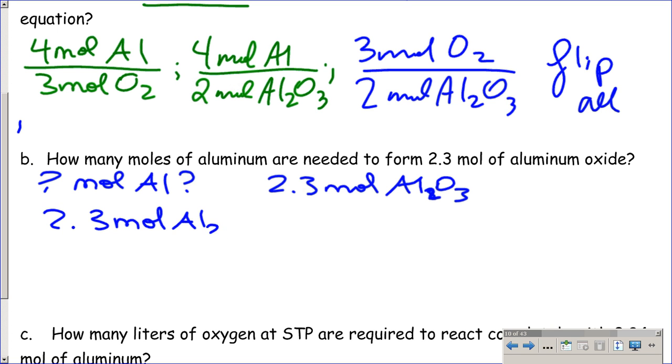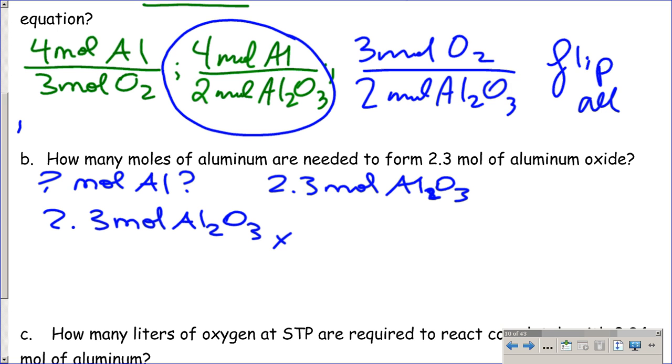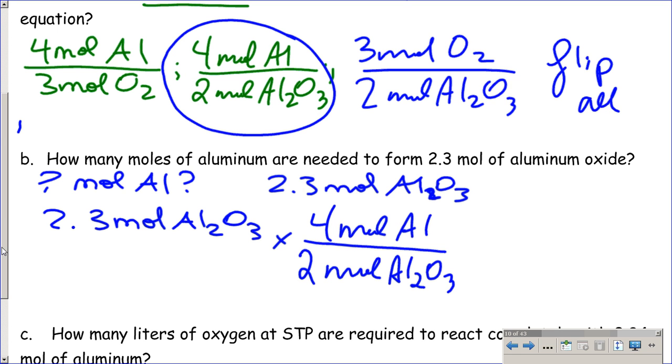So if I have given 2.3 moles of aluminum oxide and I want to get to aluminum, I want to get to moles of aluminum. I have one step. What do I do? Yes, use which ratio? The second one, good. So I'm using this one because I'm getting 2 moles of aluminum. Do I write it like that or do I flip it? Write it like that because I need moles of aluminum oxide on the bottom. So I'm going to write it exactly like this. 4 moles of aluminum over 2 moles of aluminum oxide.